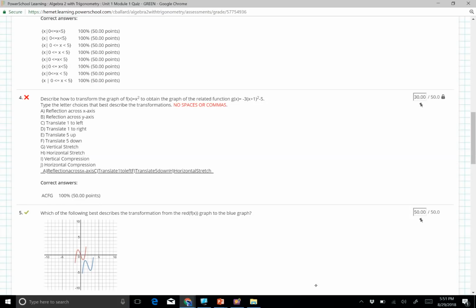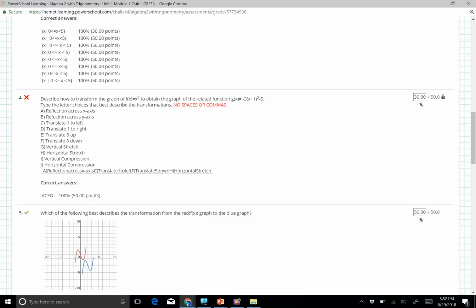Here you'll notice I wrote no spaces or commas. So what I intended is for you to just type the letters A, C, F, G, no spaces, no commas. Doesn't matter if you do them in caps or not. It'll automatically translate it to caps or no caps, so don't worry about that part. But see, this person, they wrote the letter with the parentheses and a whole bunch of other stuff. All I needed was just those letters written. And if you put spaces or commas in there, it didn't grade it.